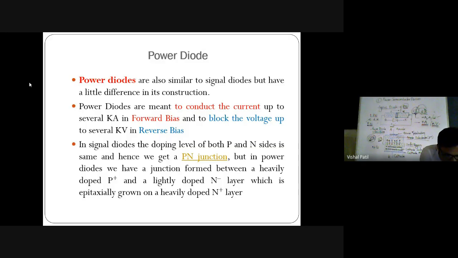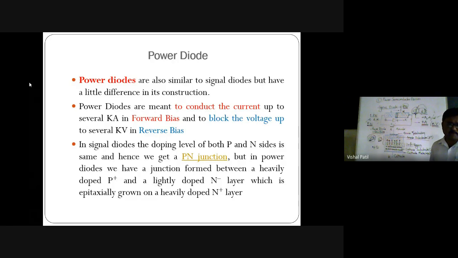Power diodes are meant to conduct the current up to several kiloamperes when they are connected in the forward bias, and to block the voltage up to kilovolts in the reverse bias. So two types of biasing we are applying for the power diode. One is forward bias and another is reverse bias. During forward bias the current is important and that current is very high.